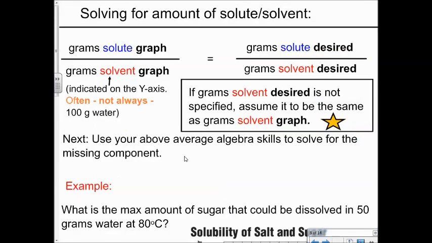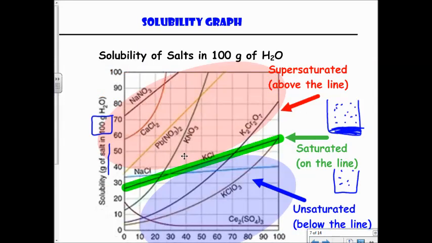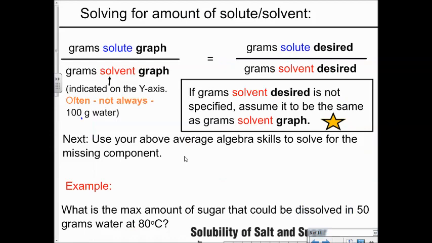So how do we solve for how much could actually be dissolved in, say, 5 grams of water? Well, you need to take your grams of solute on the graph, divided by your grams of solvent on the graph, and this is generally indicated on the y-axis. Usually it is per 100 grams, just like this previous graph was, but it's not always per 100 grams. So you always need to check this value. When they're giving you these numbers of how many grams of a salt could be dissolved in water, you need to check how many grams of water that is dissolved in. For the most part, they're generally 100, but it can vary.